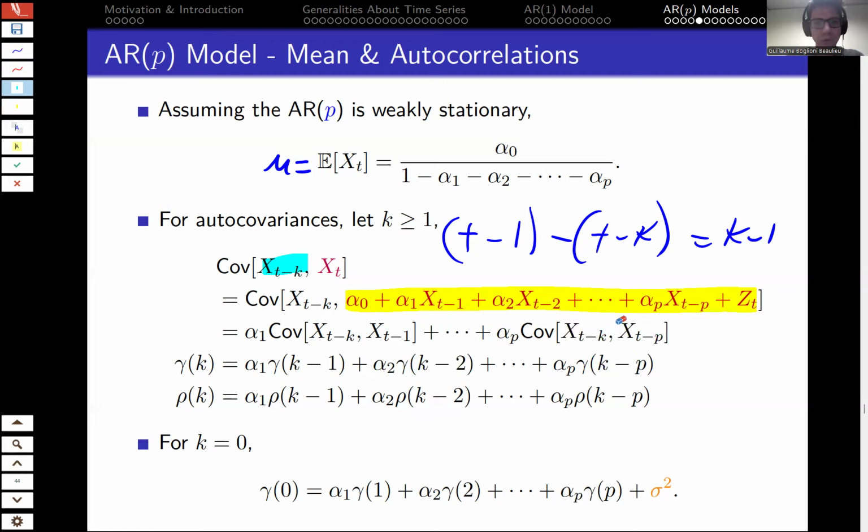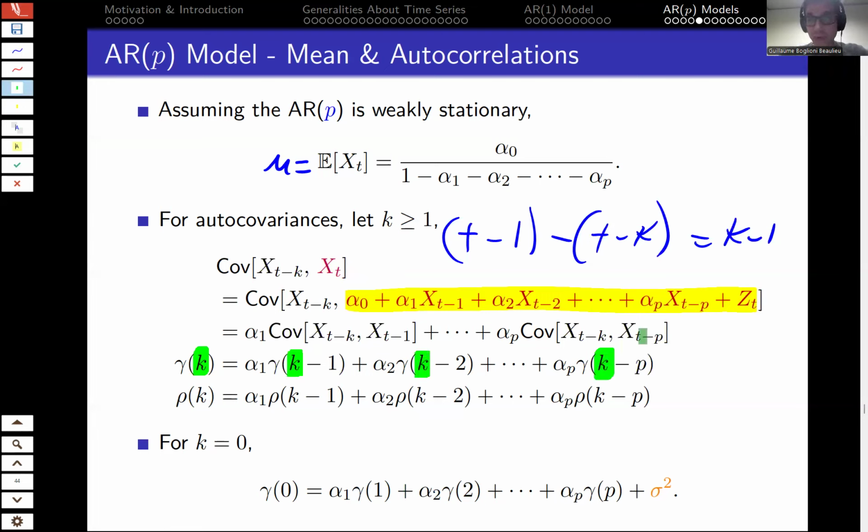And so here, this is what I said. We have expressed the autocovariance at lag k. Well, yes, because we started with that. We started with the autocovariance at lag k, the covariance between x_{t-k} and x_t. We have expressed it as a function of the autocovariance at other lags. Which other lags? Well, k minus 1, k minus 2, up to k minus p.